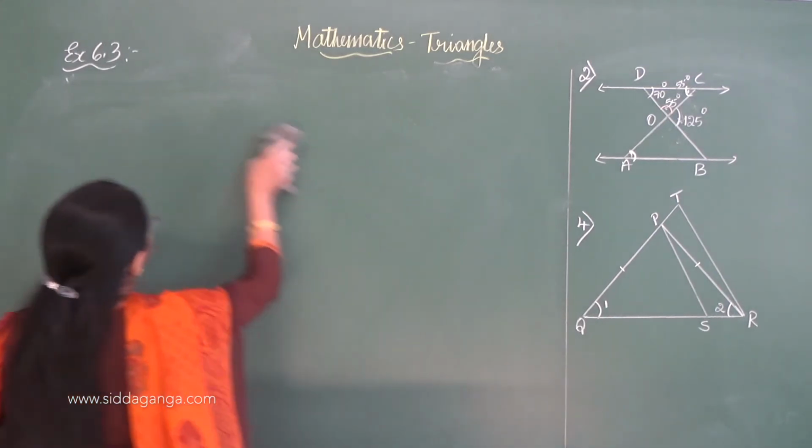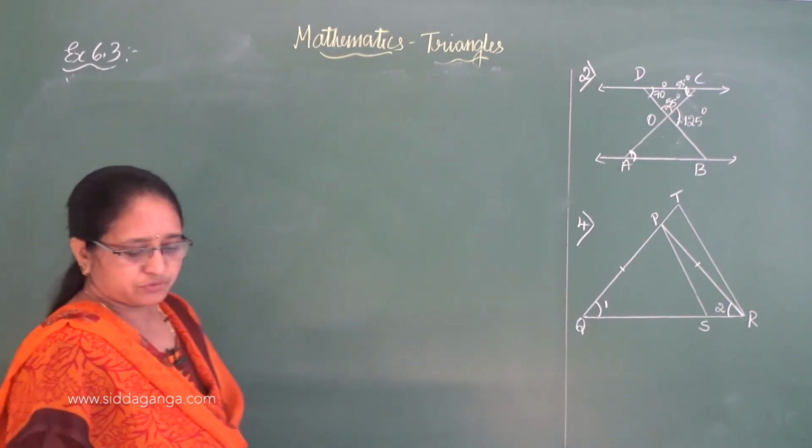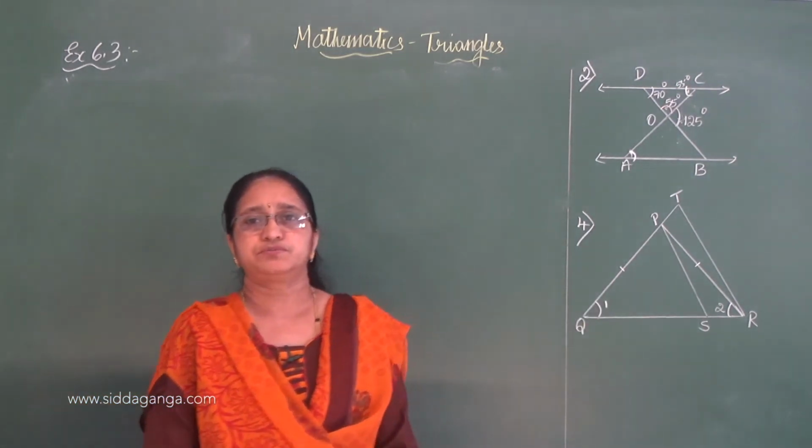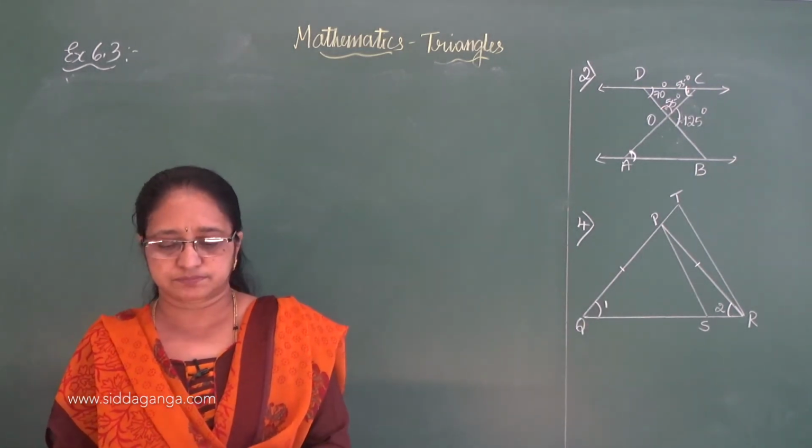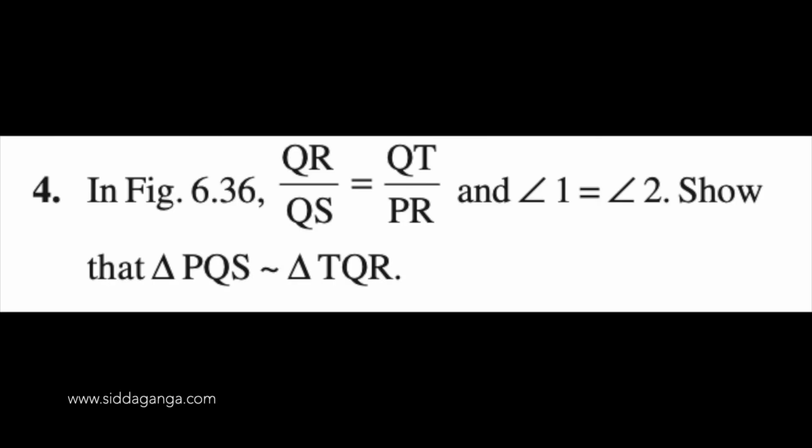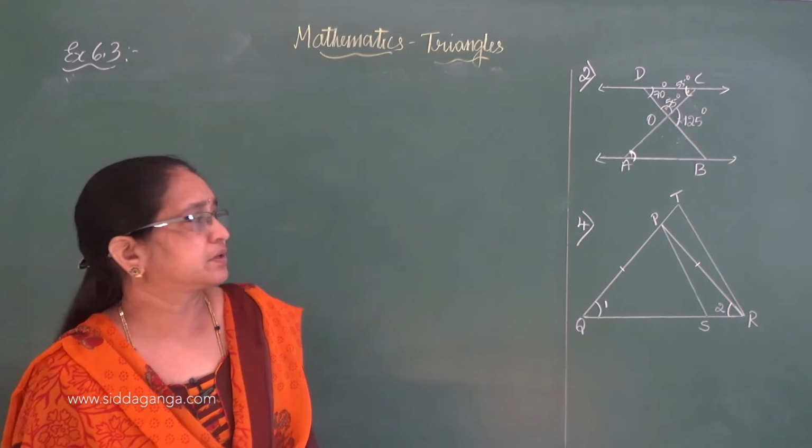So the next one, the fourth one, I have drawn the diagram for you. Now I will read out the question. In the figure, QR by QS is equal to QT by PR and angle 1 is equal to angle 2. Show that triangle PQS is similar to triangle PQR. Okay, now see here.